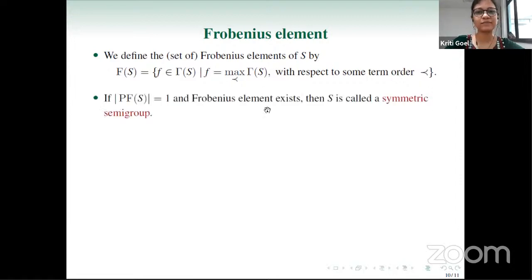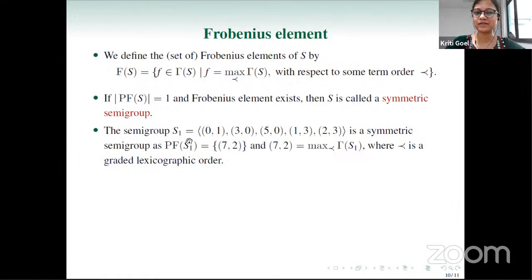And of course, parallelly, we can define symmetric semigroups over N^d, and the way to define symmetric semigroups is just by 2 conditions. First of all, the cardinality of this set of pseudo-Frobenius elements should be 1, and we should have existence of the Frobenius element. This is an extra condition as compared to the set of natural numbers because we may not have existence of the Frobenius element, which I'll just quickly show in one of the examples.